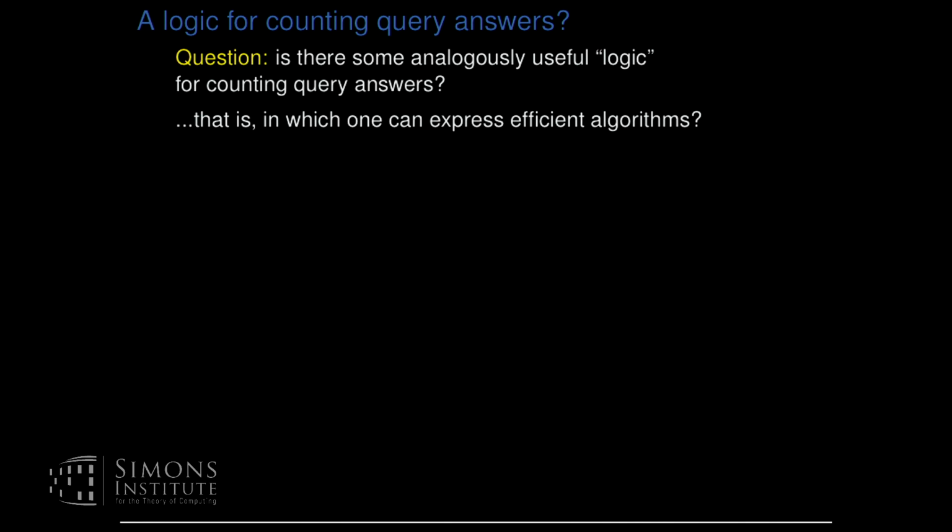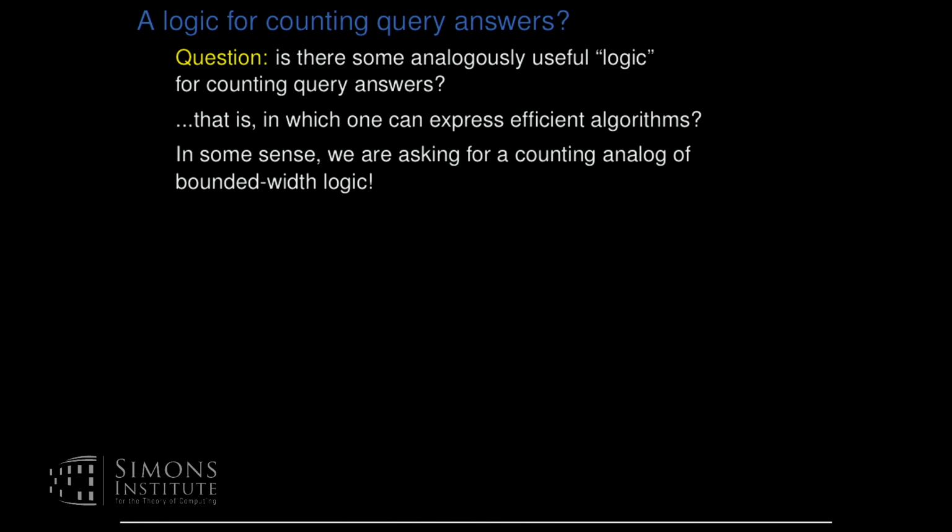Okay, so the motivating question for the present work is the following. We wanted to know if there was some sort of analogously useful logic for counting query answers in which we could express the efficient algorithms given by our dichotomy theorem, right? So in a certain sense, what we're asking for is some sort of counting analog of bounded width or bounded variable logic which retains the good properties that we just discussed.